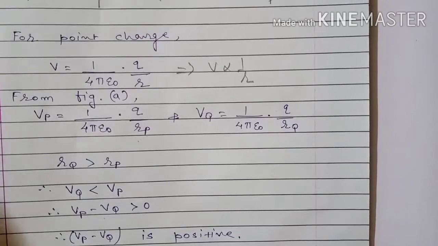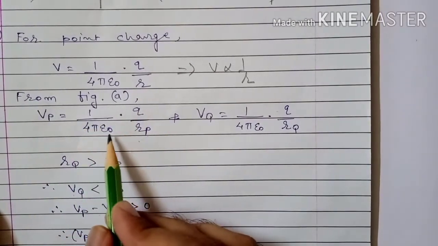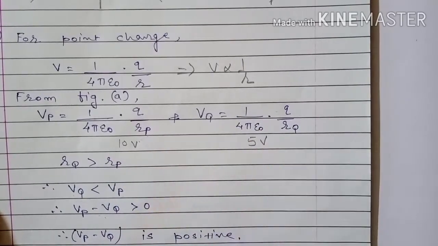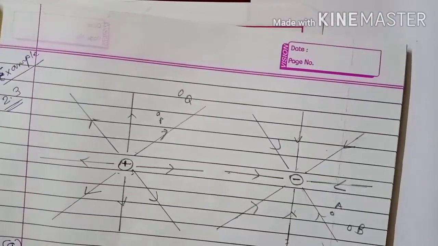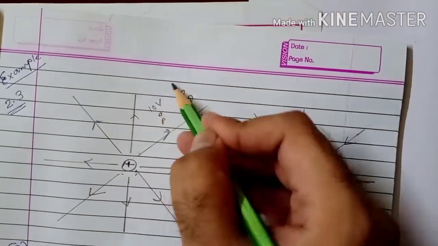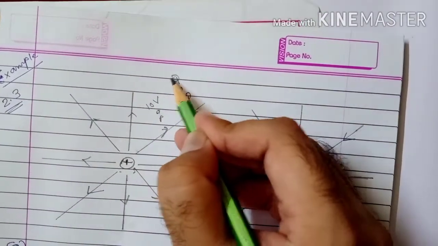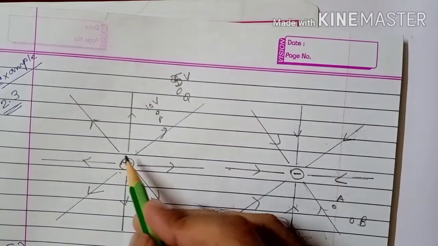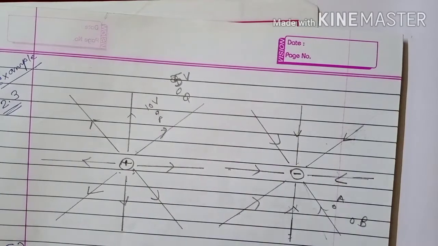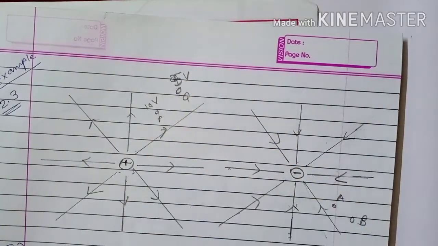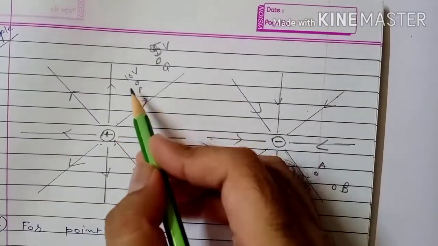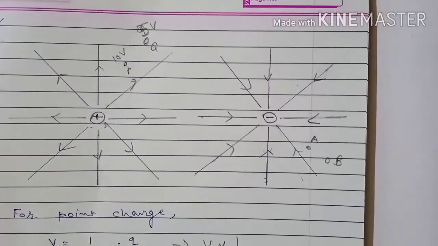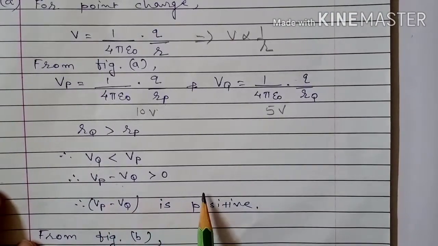How? Here suppose this Vp is equal to 10 volt and Vq is equal to 5 volt. So potential at point P is 10 volt, and potential at point Q is 5 volt. Let me take this potential 5 volt, because as distance increases, potential decreases. So here potential should be less. So Vp minus Vq, 10 minus 5, that will be 5 volt, that is positive. So we can say that Vp minus Vq is positive.